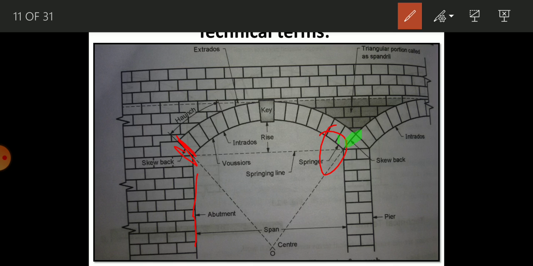Next is the pier. This is a pier. So what is the pier? It is an intermediate support of the arch, which is termed a pier. This is the arch and it is supported by the intermediate pier.